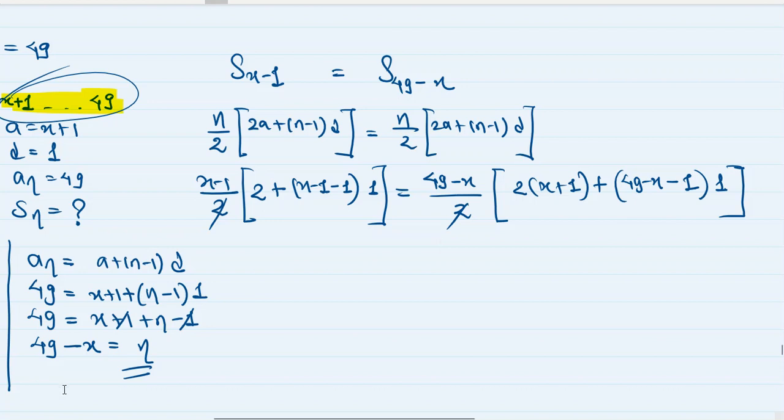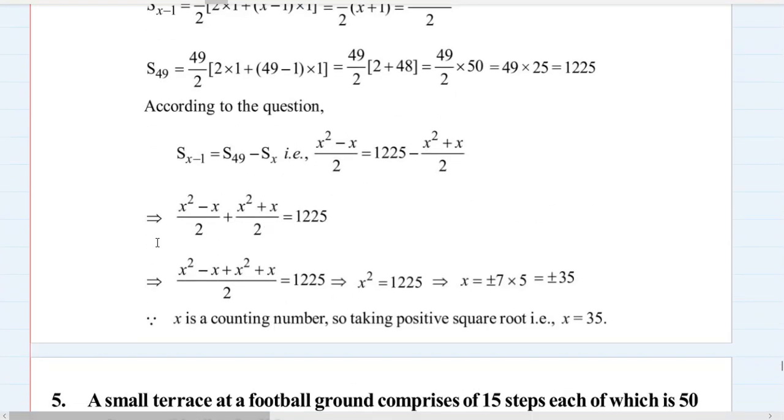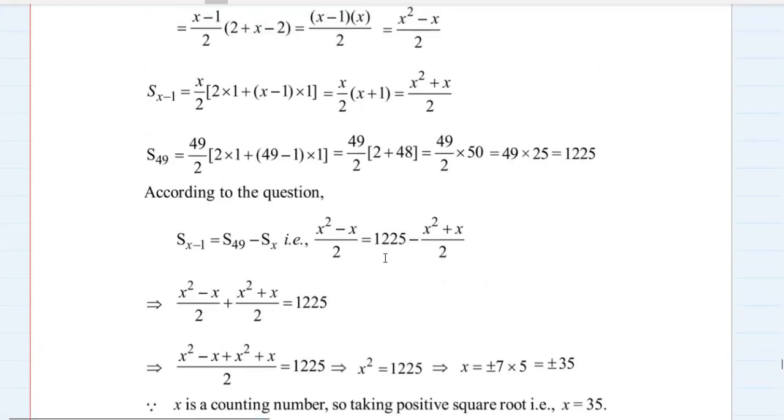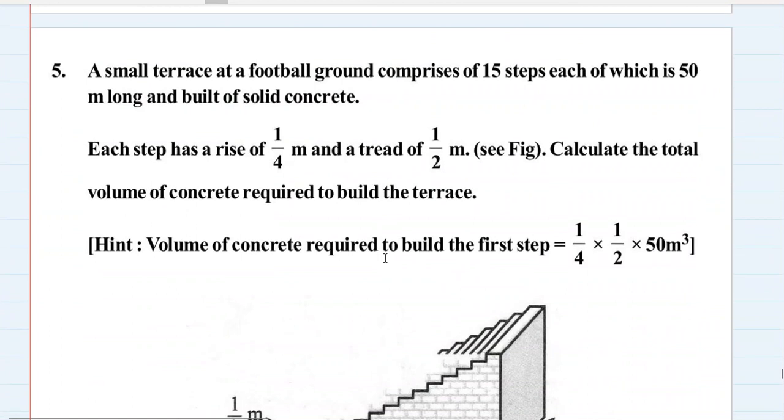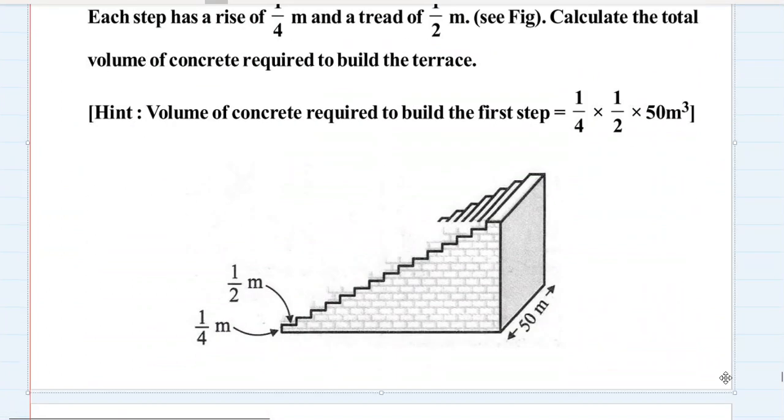Okay, I think you're done. Let's check the answer. The number of the house to the left and to the right of which the sum of all the houses is the same is 35. The 35th house is the house to the left of which and to the right of which the sum of all the house numbers will be the same. I think you should get the same answer. Okay. Yes, so this is the last question.